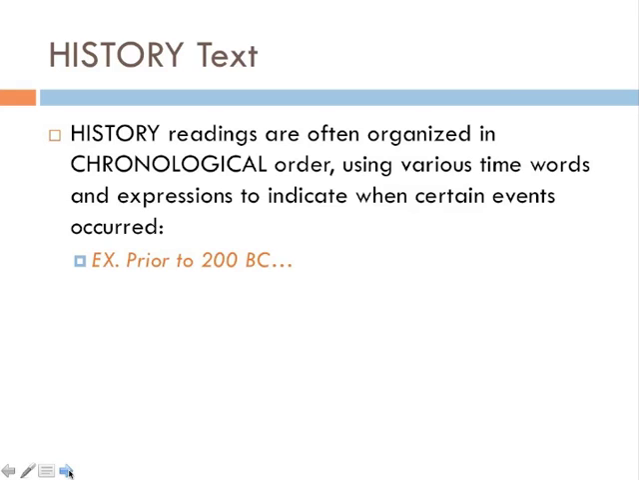That's because history readings are often organized in what we call chronological order. Chronological order involves using time words and expressions to indicate when certain events occurred. So again, we notice, for example, prior to 200 BC. That gives us a sort of a time frame.